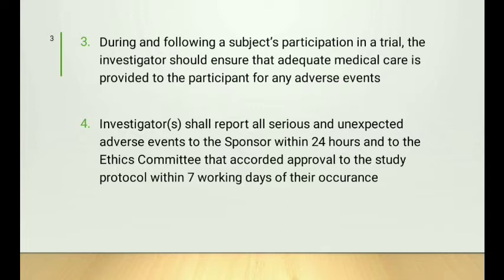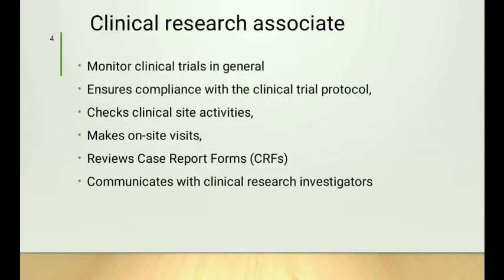Investigator shall report all serious or unexpected adverse events to the sponsor within 24 hours. So the investigator has to report the unexpected adverse event or any side effect to the sponsor within 24 hours, and to the ethics committee that approved the study protocol within 7 working days of occurrence. So if any side effect occurs, they have to report to the sponsor as well as the ethics committee, and after that they have to again take approval within 7 days to continue the clinical trial.